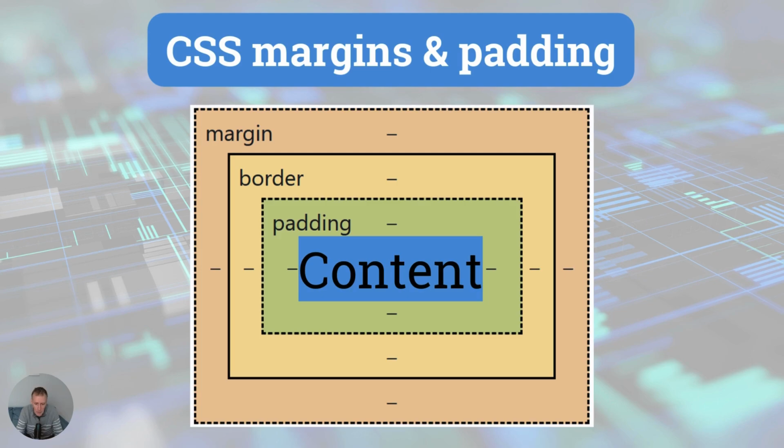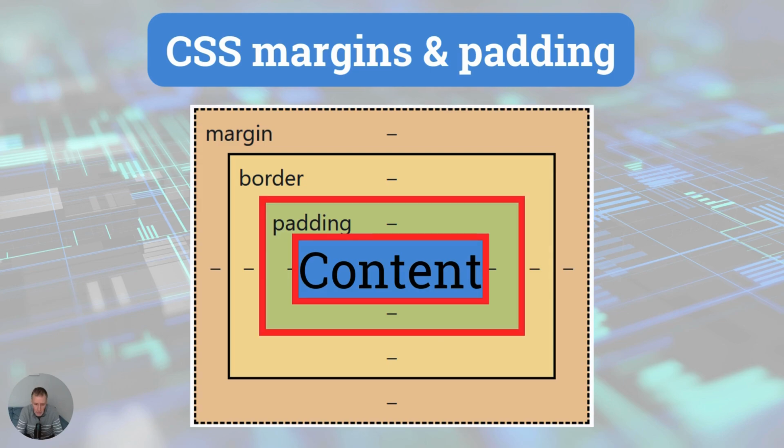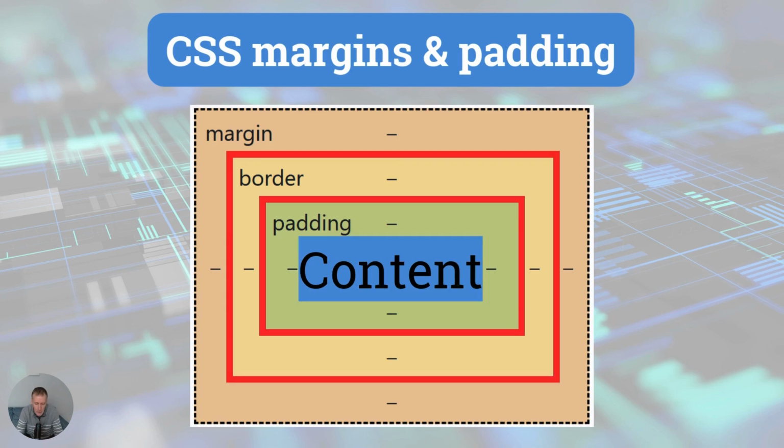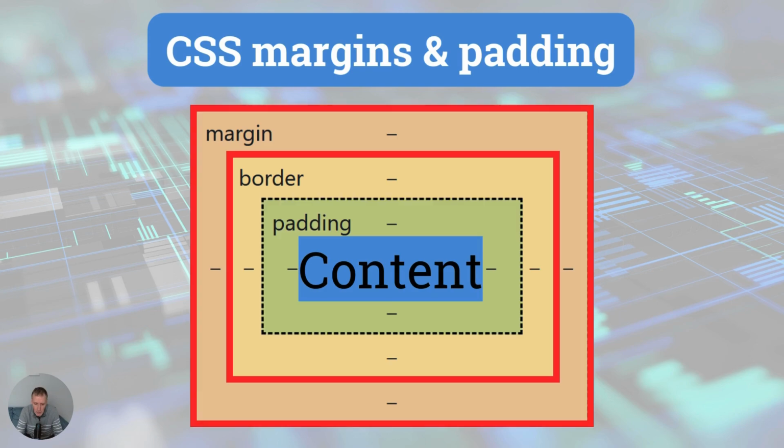We can see here we have content on the page in the middle. Here's the content. Here's its padding. It's right outside it, before any borders. Here's a border if you choose to put one around the content. And then outside the border would be the margin out to the rest of the page.